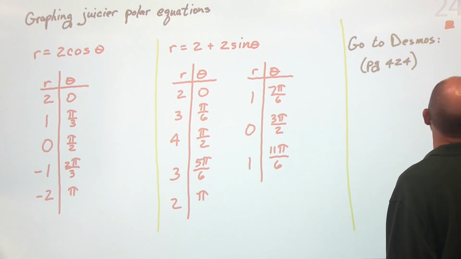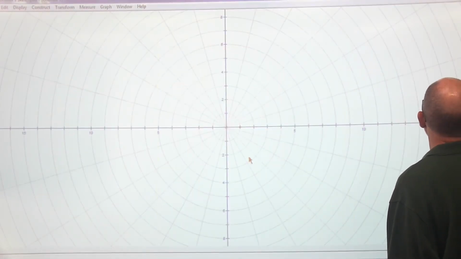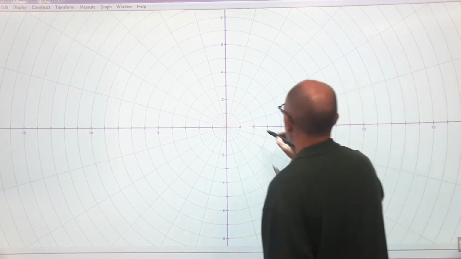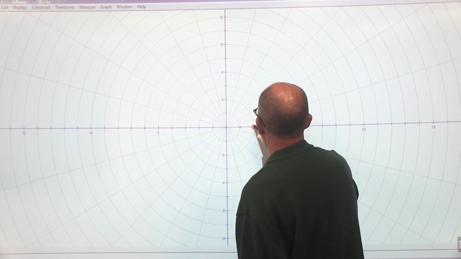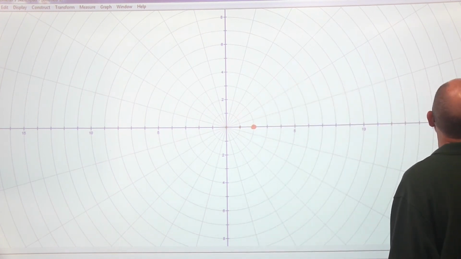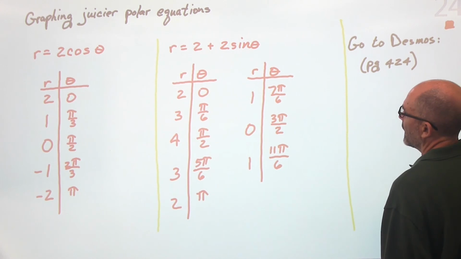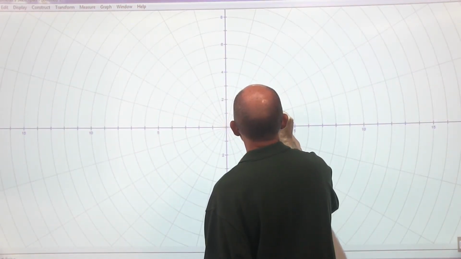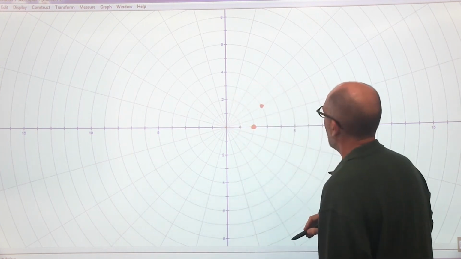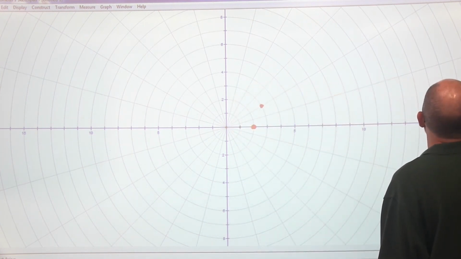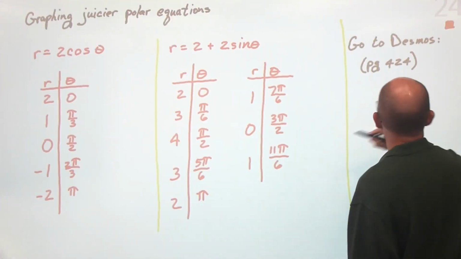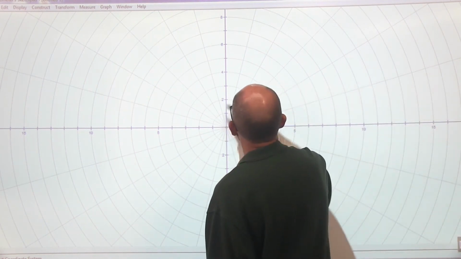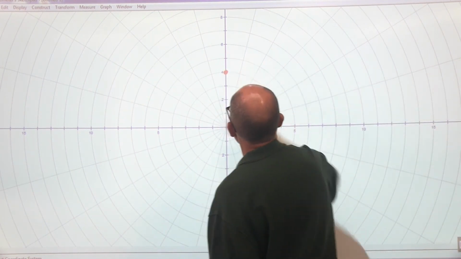So first point is 2 at 0. So 2 at 0 degrees. Okay, then 3 at pi over 6. So here's my pi over 6, and I go 1, 2, 3. And then I go 4 at pi over 2. 4 at pi over 2, 4 straight up.